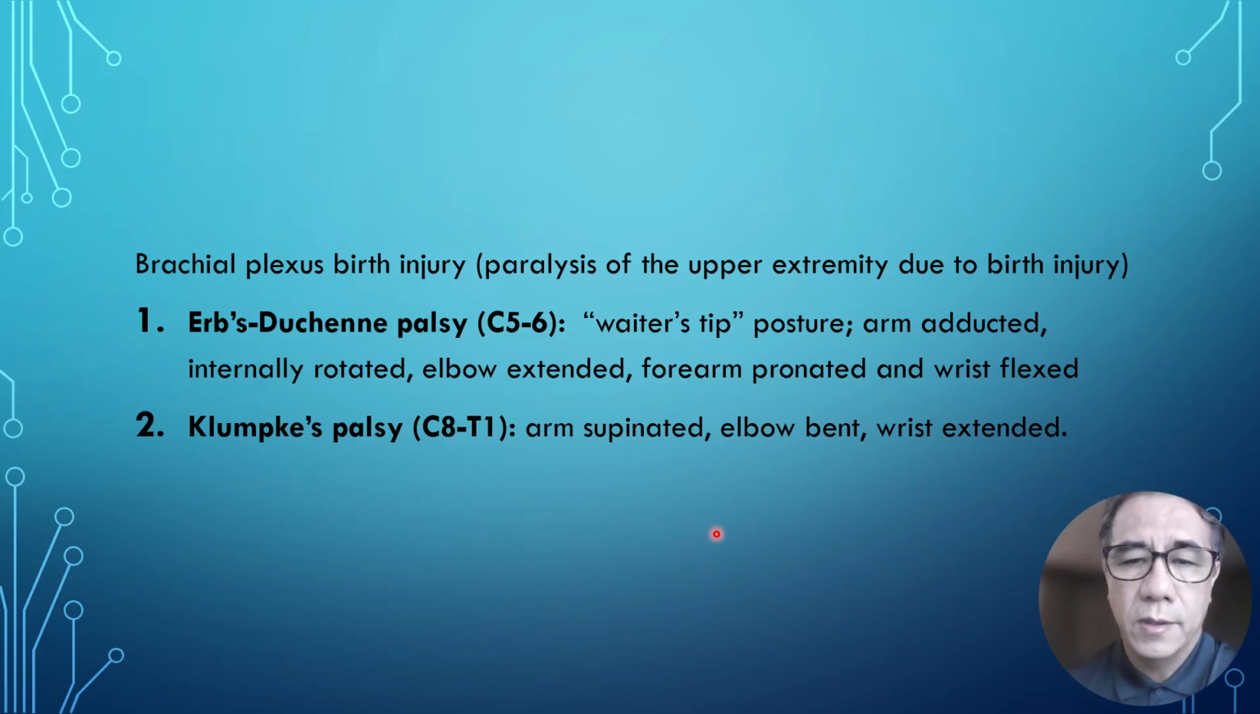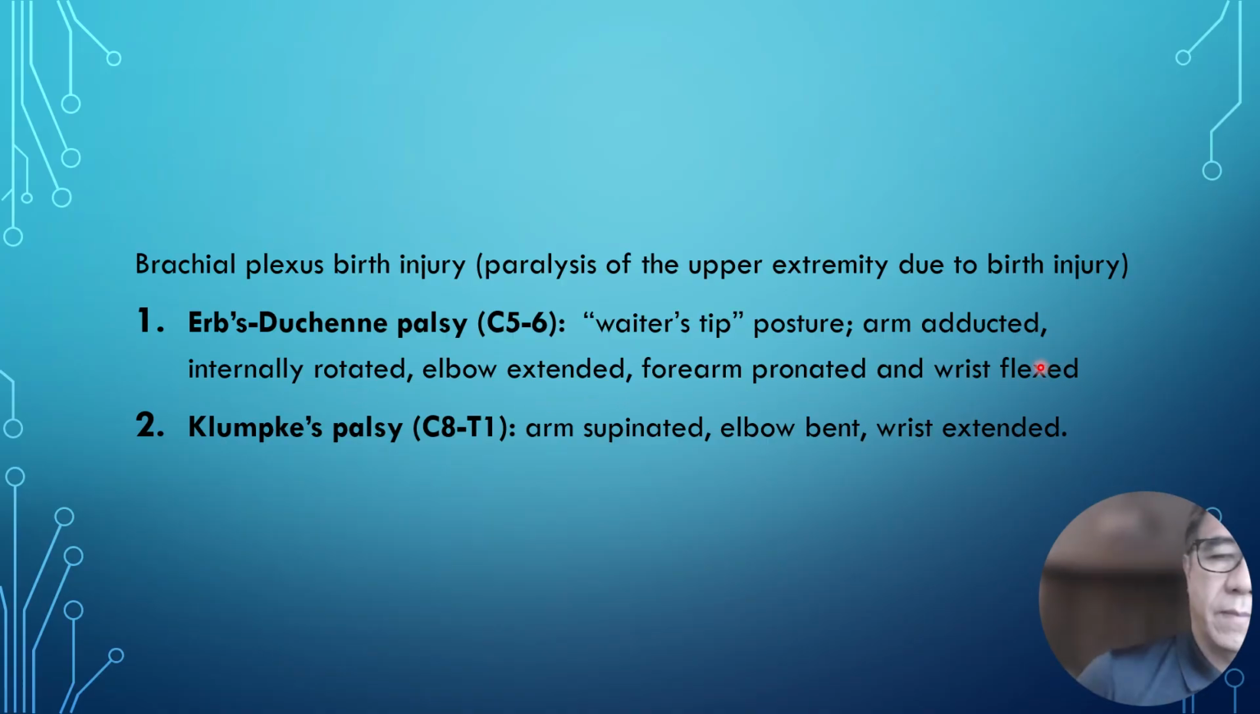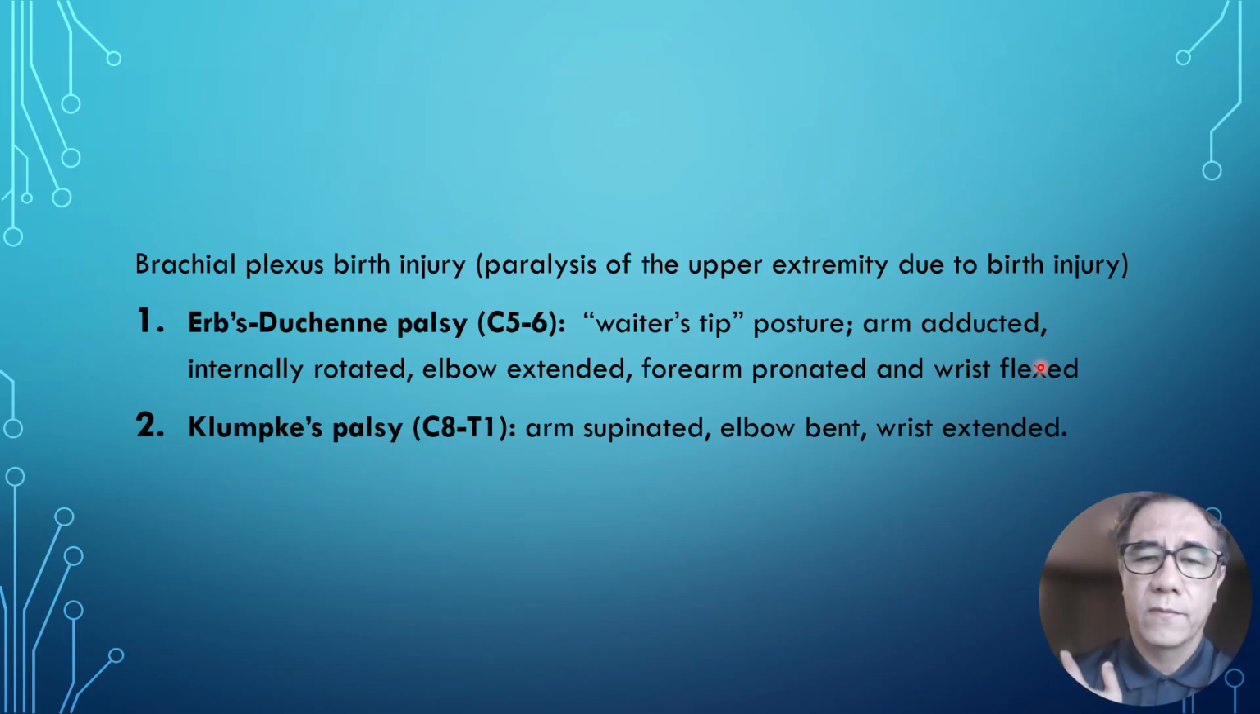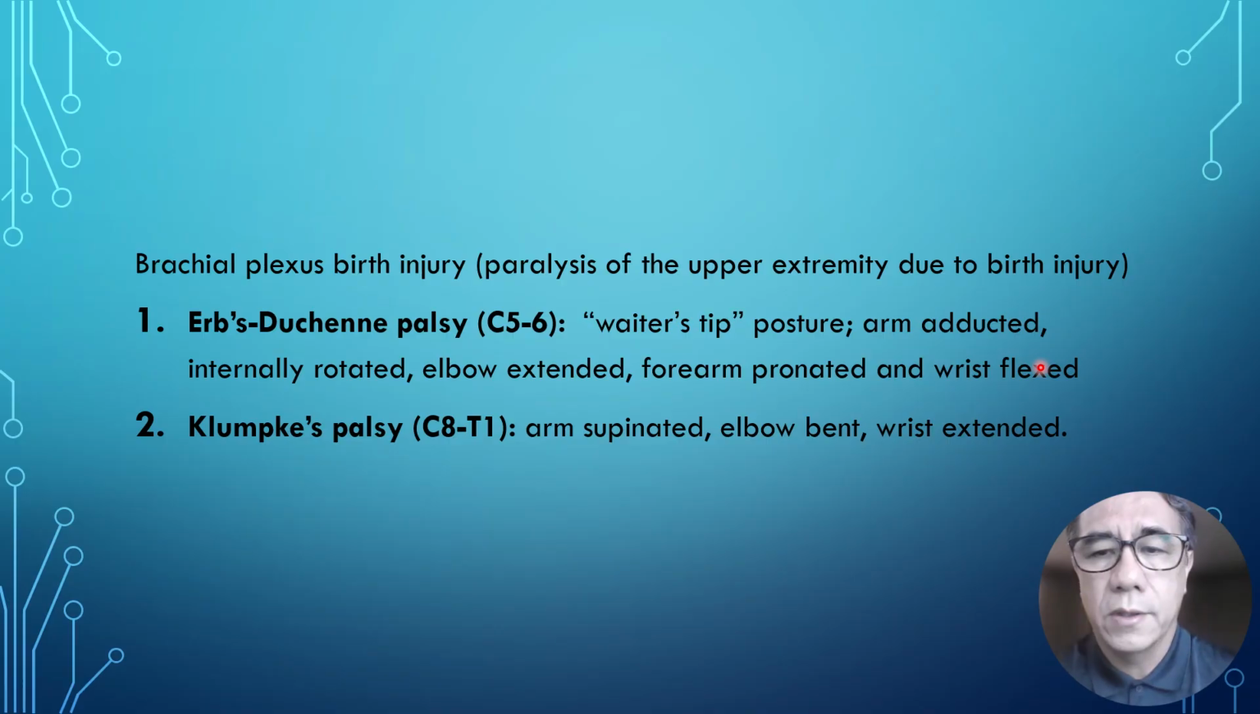Whereas, let's say a baby is born after a rather complicated extraction during vaginal delivery, and the patient comes out with one arm adducted, internally rotated, with the elbow extended, forearm pronated, and wrist flexed like a waiter's tip. You know, the arm is hanging by the side, internally rotated. There's no movement from the shoulder all the way down, except to the wrist and fingers. So the wrist is flexed backward like a waiter's tip. So that's an Erb-Duchenne palsy.